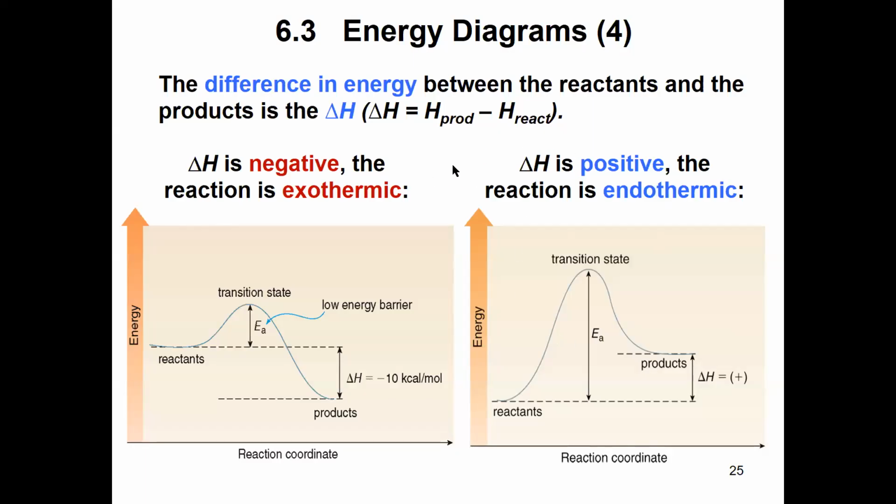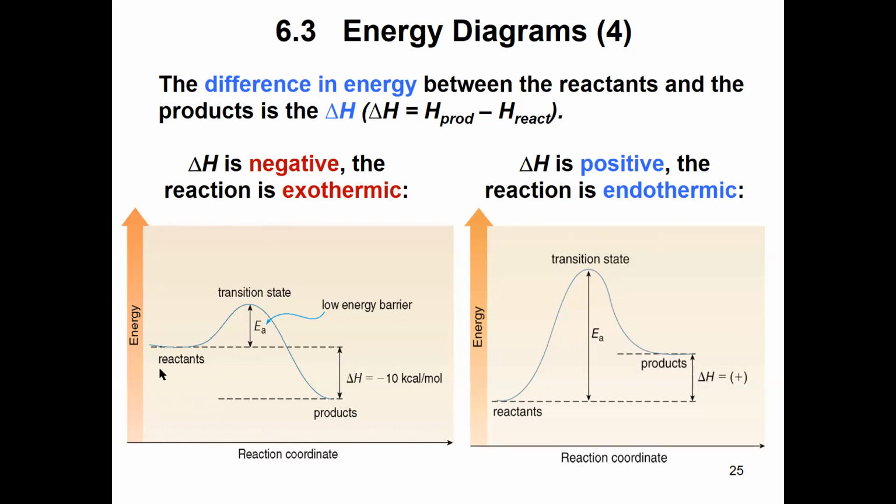So this slide 25 of chapter 6 shows you the two types of energy diagram you can have. On the left, it's for the exothermic reaction. On the right, it's for the endothermic reaction. The y-axis represents the energy level. The x-axis represents the reaction coordinate, or basically time.